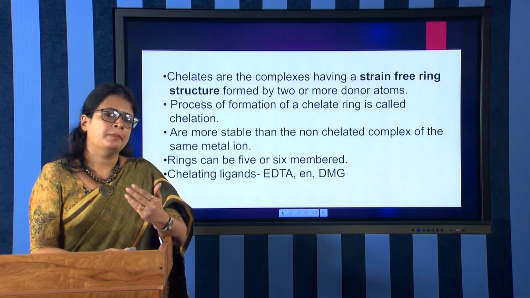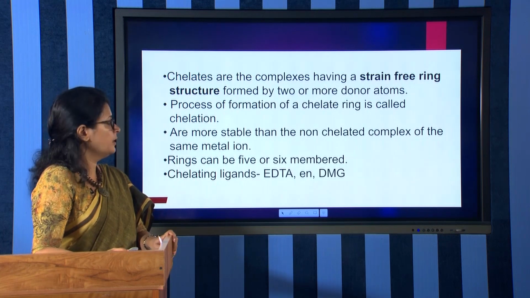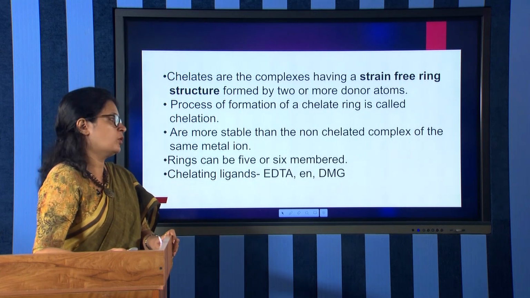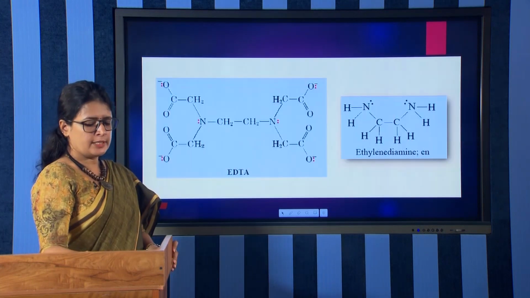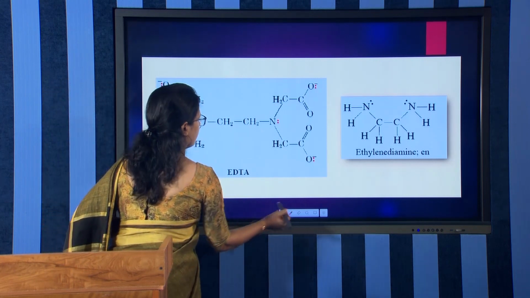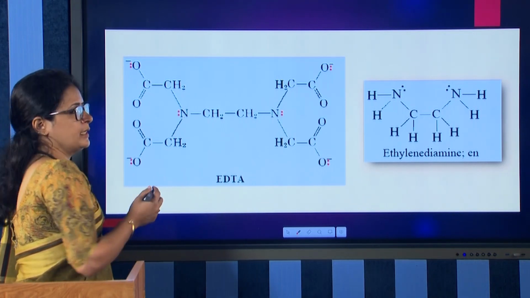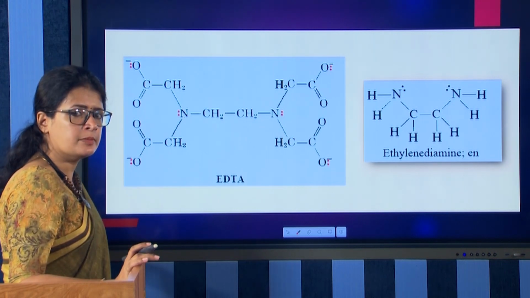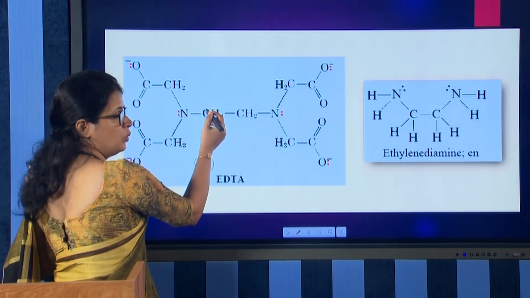These are examples of chelating ligands: ethylene diamine tetraacetic acid, en (ethylene diamine), and DMG, dimethyl glyoximato ligands. Here you can see the structure of ethylene diamine tetraacetic acid. See the structure. How many donor atoms are there in ethylene diamine tetraacetic acid? We have studied that EDTA is a hexadentate ligand. Then how many donor atoms are there? It is 6. And how is it 6? We can count the donor atoms.